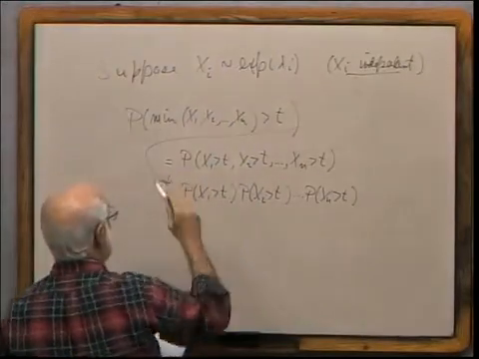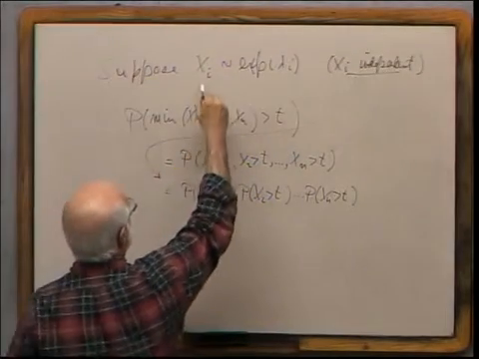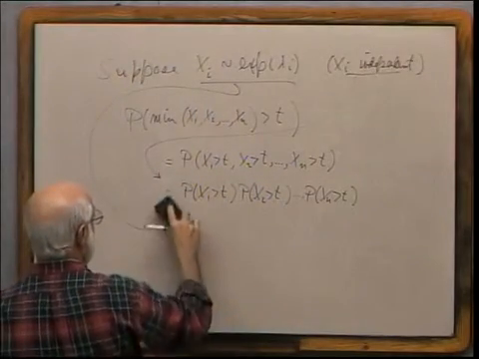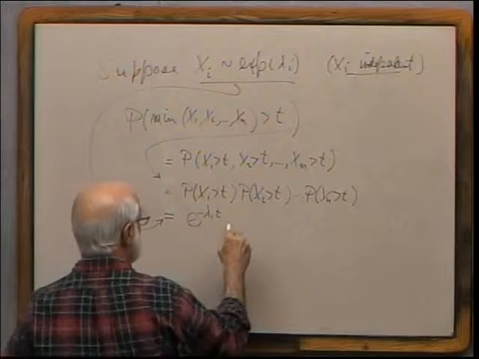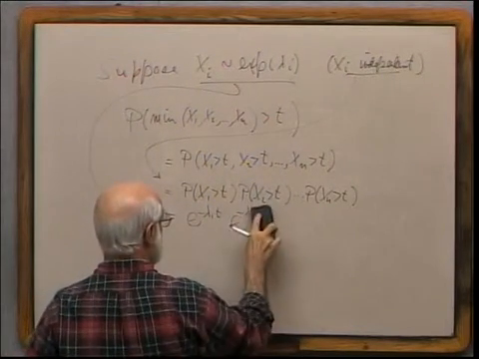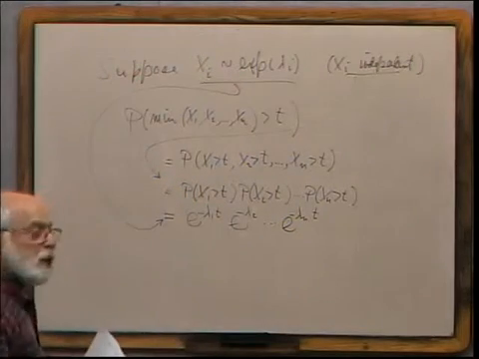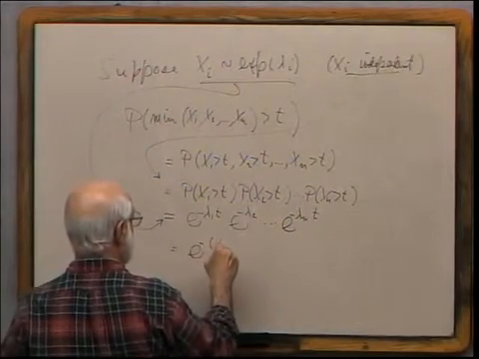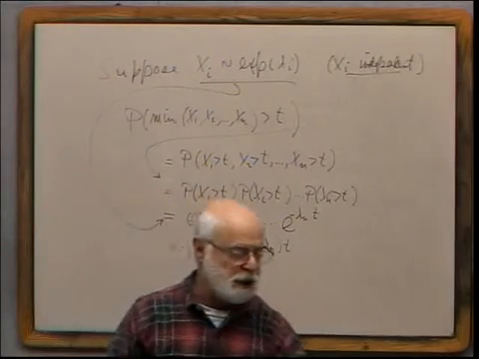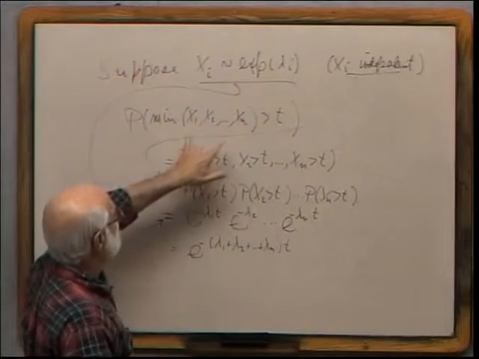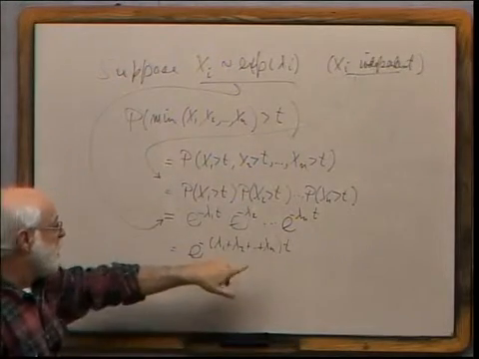So far I haven't assumed anything about the distribution. Now let me use the assumption of exponentiality. So now the next statement is that this product of probabilities is e to the minus lambda 1 t times e to the minus lambda 2 t, and so forth, e to the minus lambda sub n t. But by ordinary arithmetic, that's the same thing as e to the minus (lambda 1 plus lambda 2 plus ... plus lambda sub n) t. So what that shows is that if I have a group of independent exponential variables, the minimum of those is also exponentially distributed, with a rate equal to the sum of the individual rates.